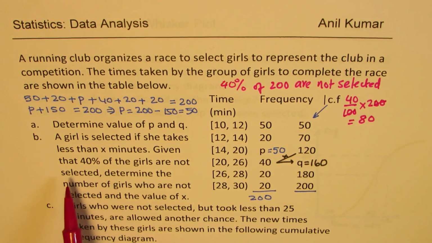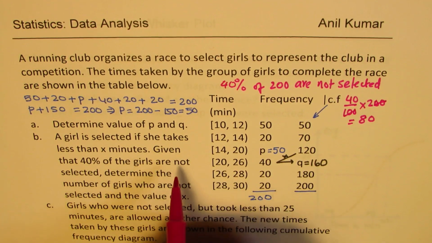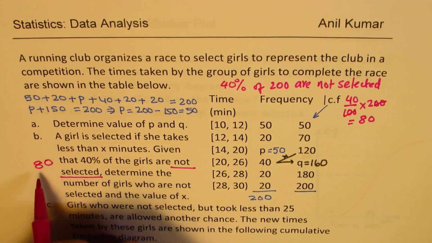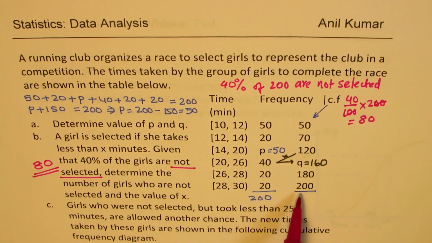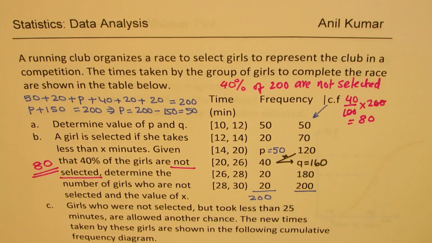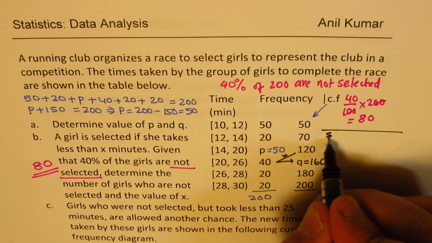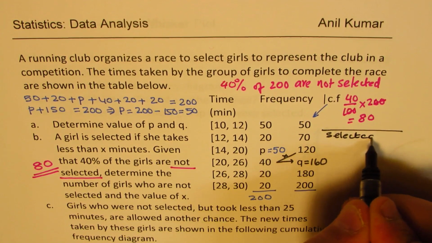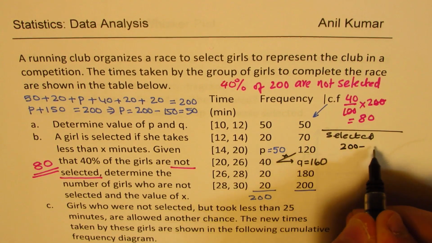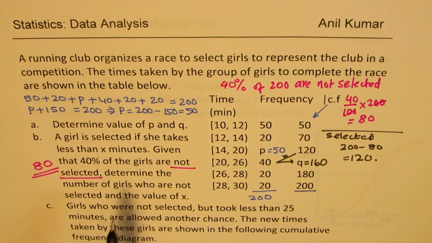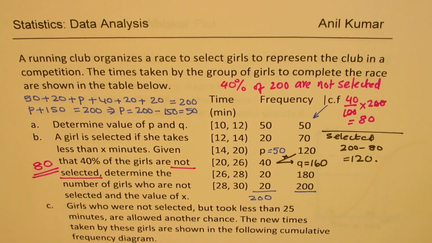Correct? So we need to find what? Not selected. So the number is 80. 80 not selected. So out of 200, 120 selected. So we can write here selected: 200 minus 80, which is 120, right? Selected. Now, determine the number of girls who are not selected. These are 80, and the value of X.